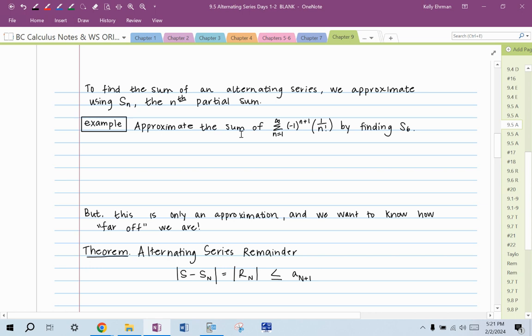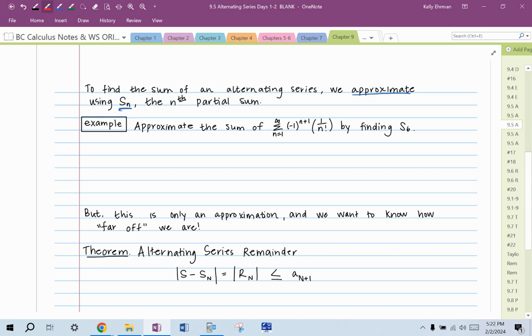We can't find an exact sum for an alternating series, but we will be interested in approximating the sum and then also figuring out how far off our approximation is from whatever the actual sum is. All right, so to find the sum of an alternating series, like I said, we're approximating and we're using an nth partial sum, which we've found before.